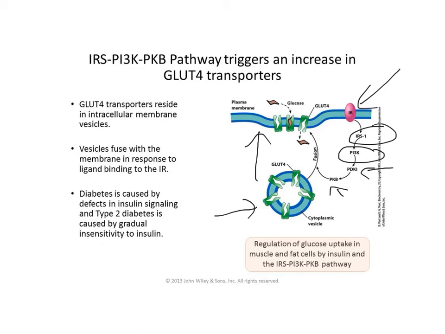Now, when we also think about defects in the insulin pathway, we can talk about type 1 and type 2 diabetes. Type 1 diabetes is ultimately due to defects in this pathway. And type 2 diabetes develops due to insensitivity to insulin by this pathway. So they're very different as far as how they've evolved as far as defects. But ultimately, when we think about type 1, this pathway is defective, and in type 2, this pathway becomes desensitized or insensitized to insulin release.